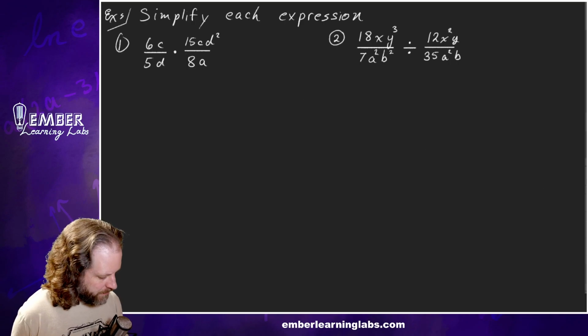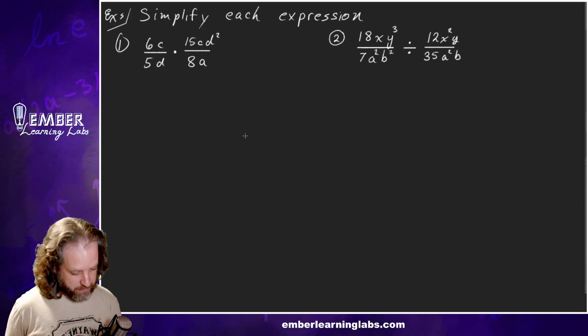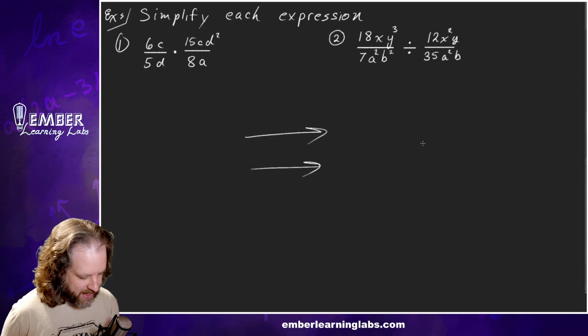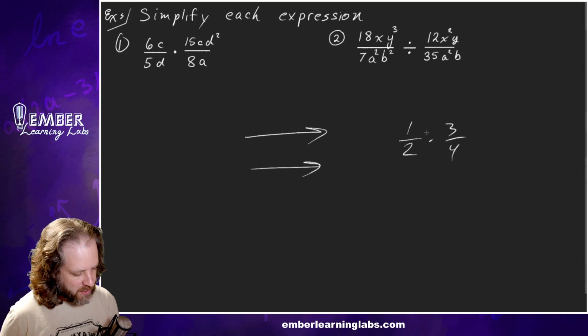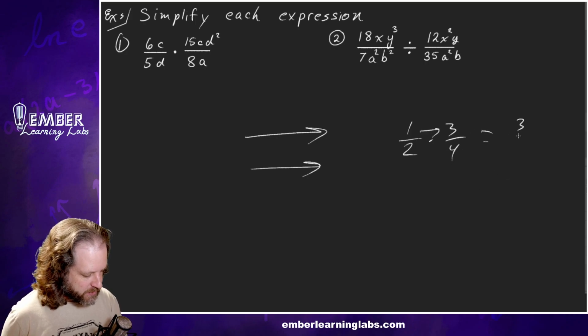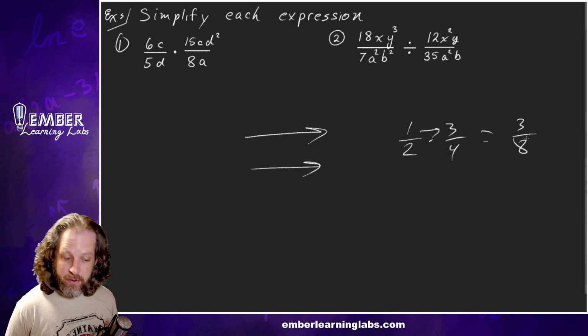Simplifying this. So, how do we multiply fractions? We multiply fractions straight across, right? If we have 1/2 times 3/4, we multiply straight across, and the answer is 3/8, right? That's how we multiply fractions.